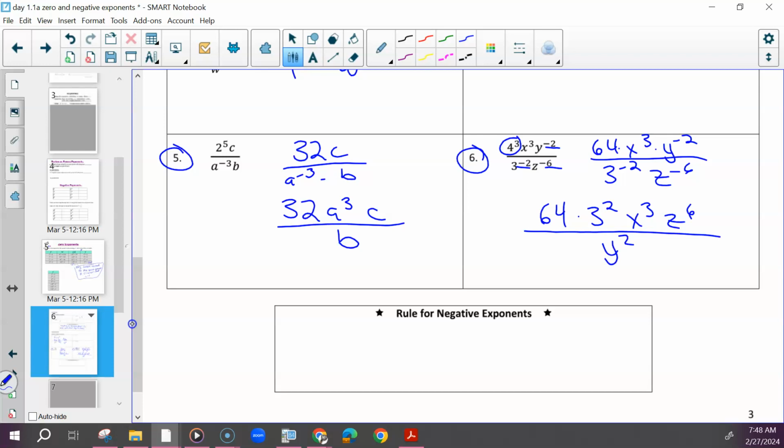So everything that has a negative exponent, you swap it? A negative exponent. So the negative 2, the negative 6, the negative 2. Oh. Then figure out what 3 squared is.